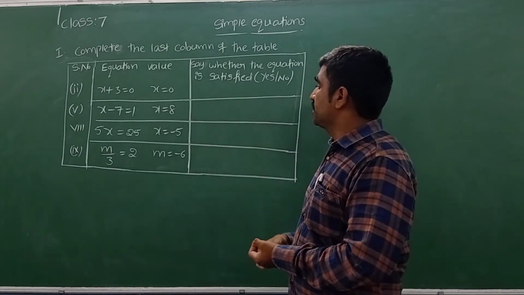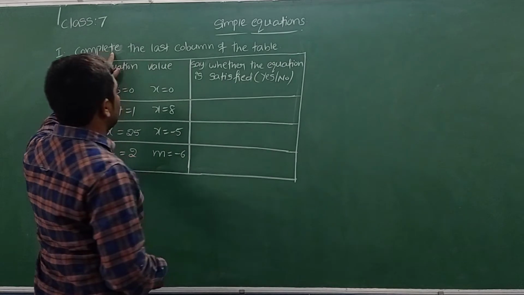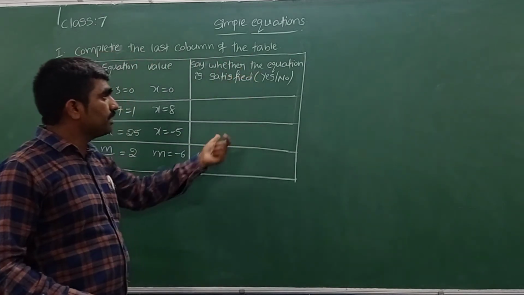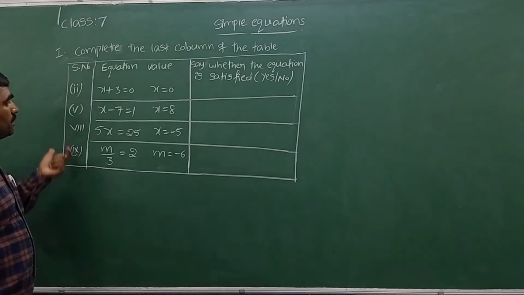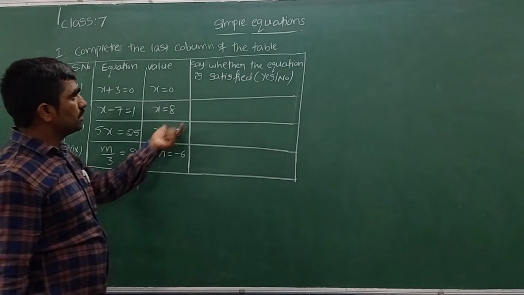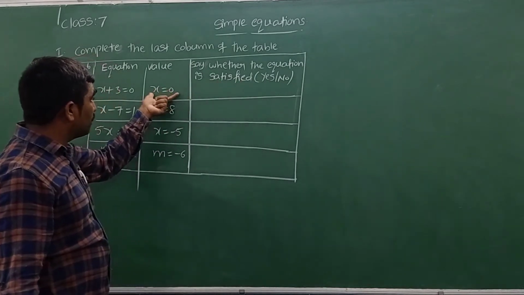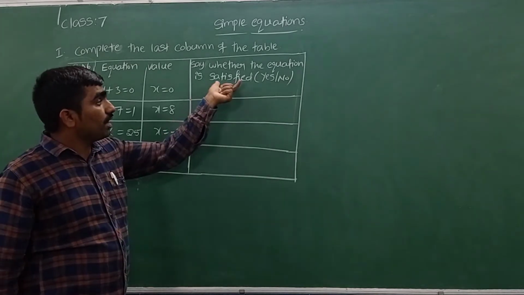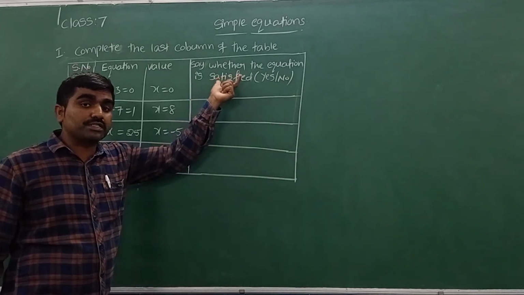Let's see the first one now. Complete the last column of the table. They are asking to complete this last column. They gave the serial number, the equation, and here they give values. They are asking whether this value is going to satisfy the equation or not. How can we verify whether it satisfies or not?